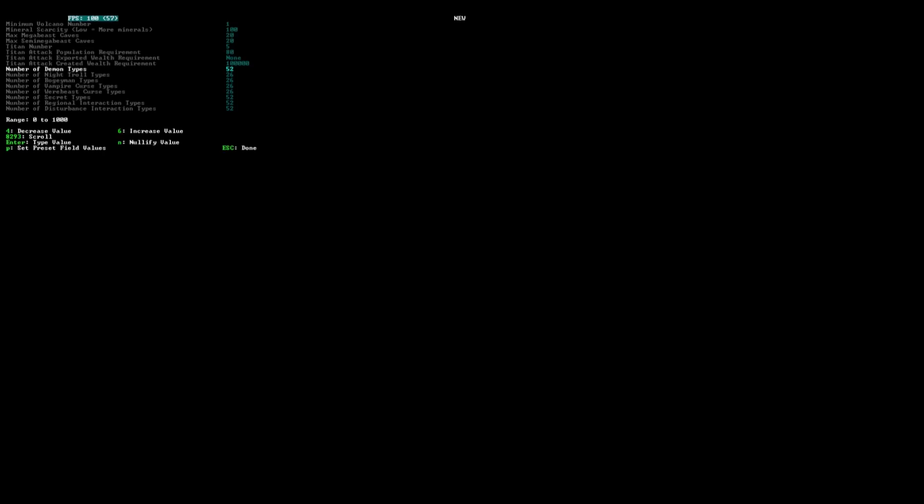If you set this to 0, there will also be no goblins. Goblins are considered a type of demon, so just keep that in mind. There's a whole bunch of different demons out there. I'm not too sure exactly how many there are, but the demon types will also mean how many demon types there are in the underworld.